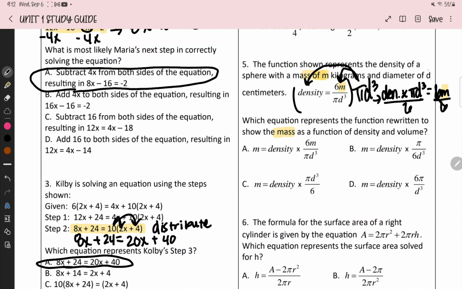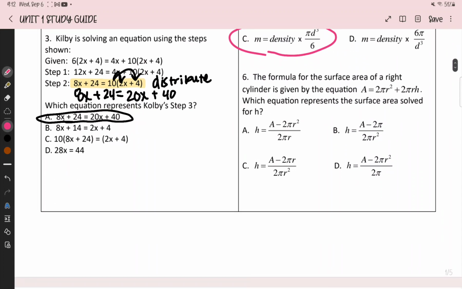When I do that, I'm left with this amount here. So this is my final answer, with no 6. And the one that matches that the most is C here. So I've got density times pi d cubed over 6. There we go.